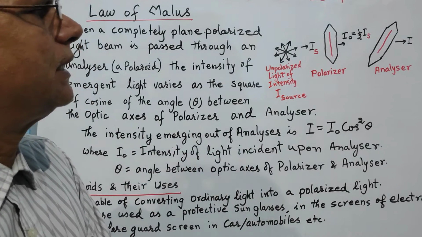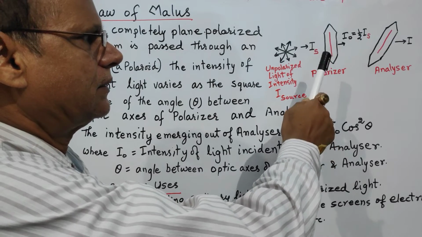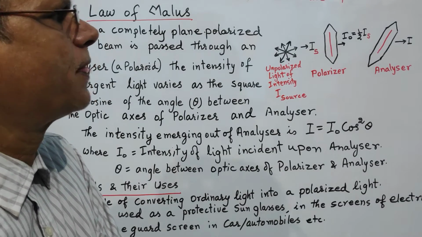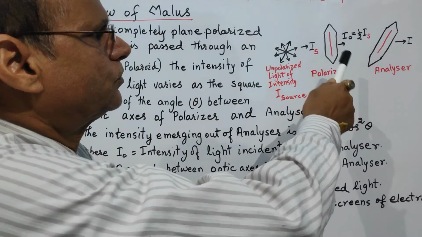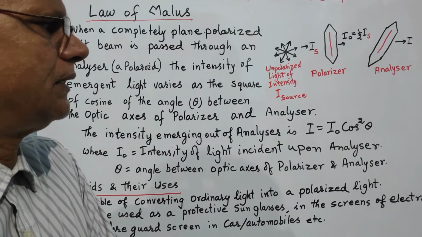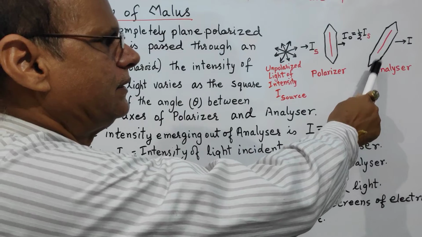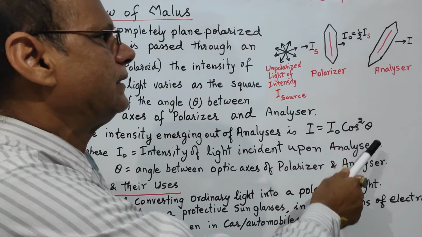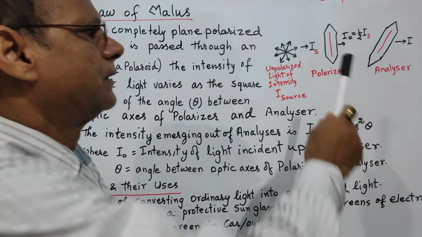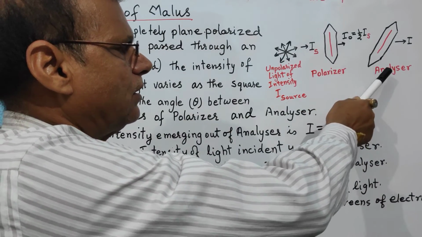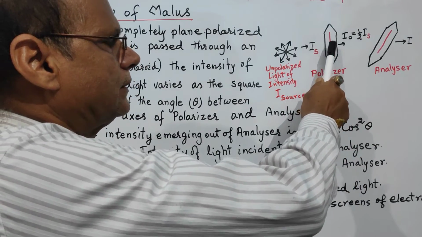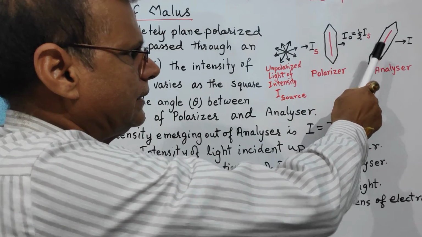Now what the law of Malus says is that if plane polarized light is incident on an analyzer, then the emerging light out of the analyzer is given by the relation I equals I0 cos squared theta, where I0 is the intensity of light incident on the analyzer, and theta is the angle between the optic axis of the polarizer which has produced the polarized light and the optic axis of the analyzer which is analyzing this polarized light.